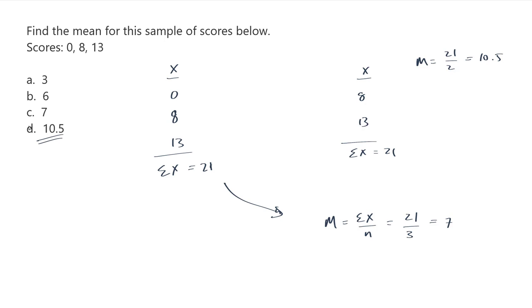10.5 would give you the wrong answer. The correct answer is 7. The average of 3 different scores, totaling up to 21, is 7. Another way to see the importance of including the 0 would be to do something like this.